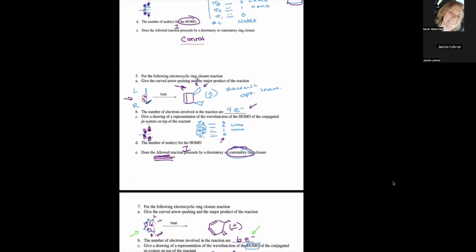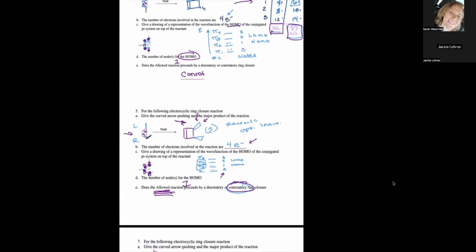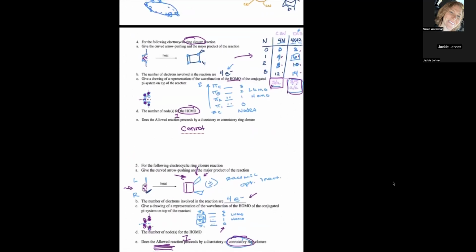So your HOMO and your LUMO, right? That tells you how many nodes there are. I get what you're saying. You count how many electrons participate in the reaction. Then you label the pi orbitals. You figure out where your HOMO and LUMO is. You figure out how many vertical nodes you have. Then you figure out from there that there needs to be a pair here, a pair here. That's how you do that.